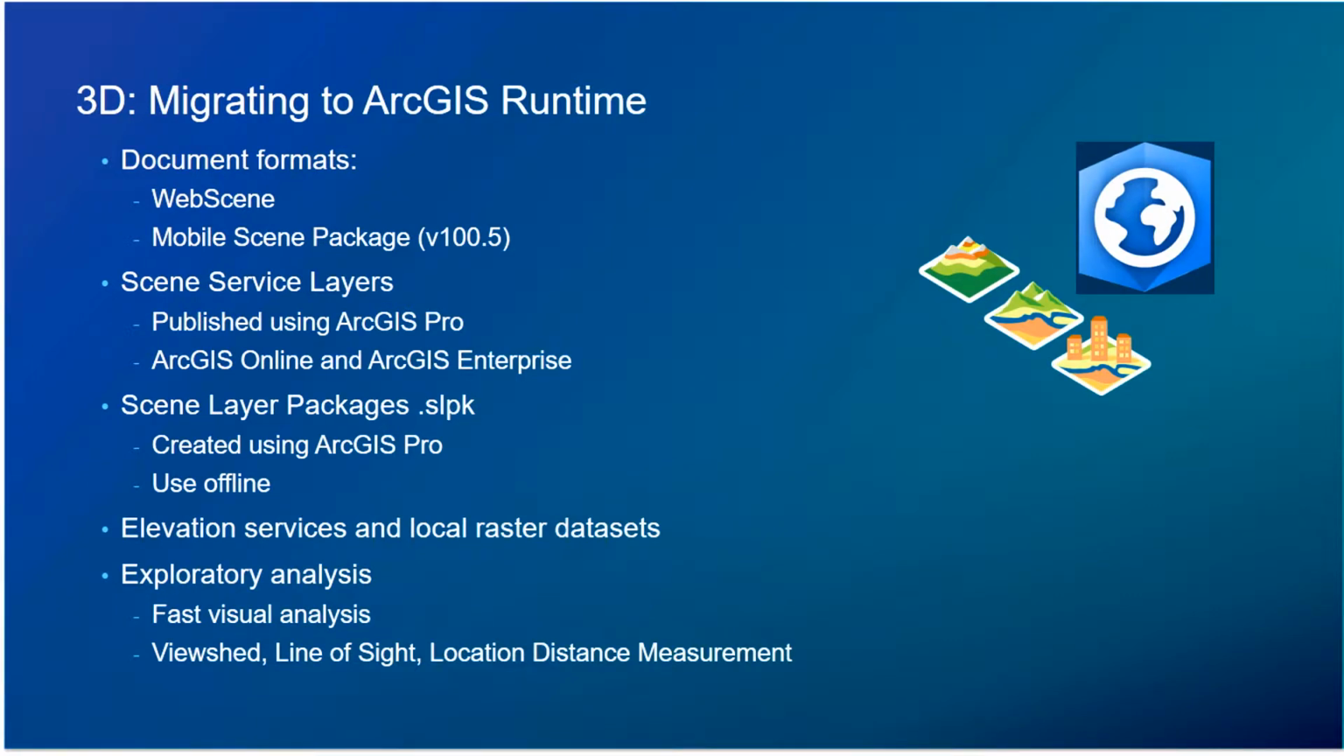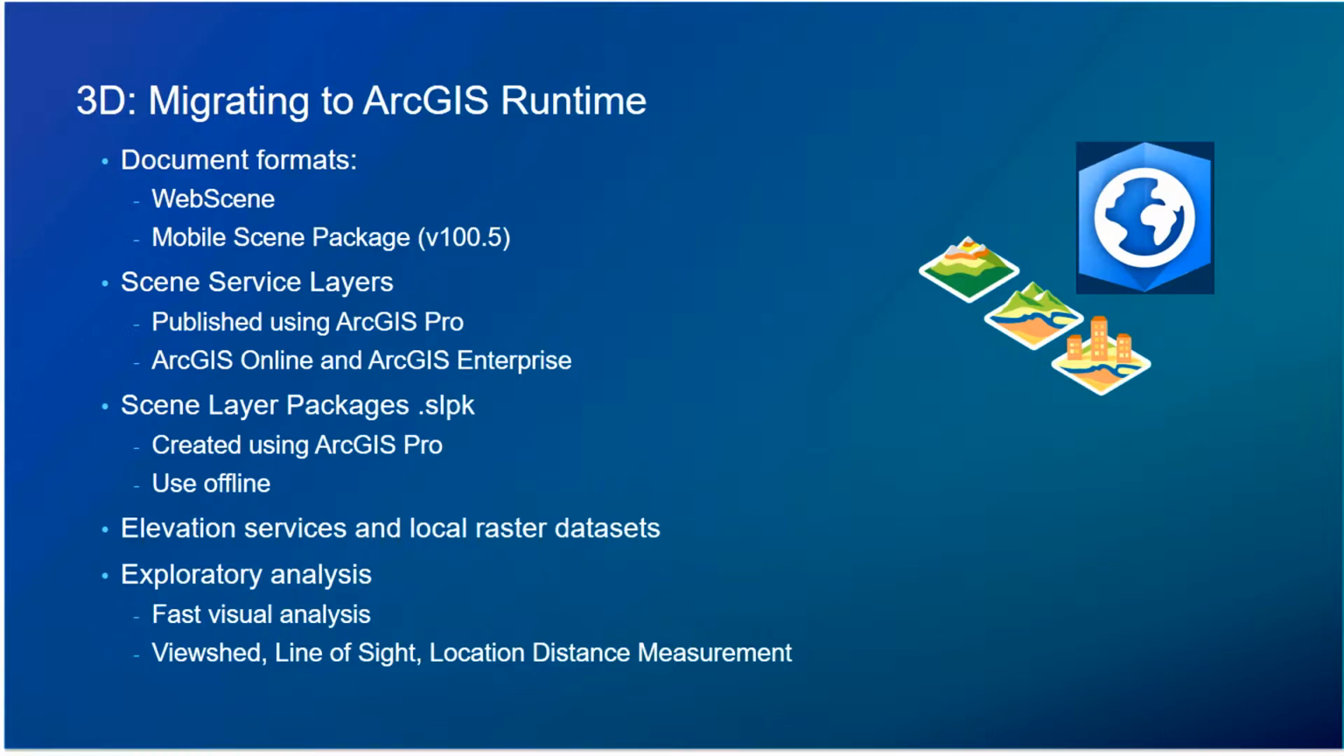So within ArcGIS Runtime, the document formats really mirror the formats that I was talking about for maps. So we have a web scene document, and that's a scene that you can create within ArcGIS Online and save in ArcGIS Online and open within ArcGIS Runtime. Or you can publish it from ArcGIS Pro to ArcGIS Online and open that within ArcGIS Runtime. It's currently read-only within ArcGIS Runtime, but on our roadmap is support for being able to edit that web scene document and then push those changes back to ArcGIS Online.